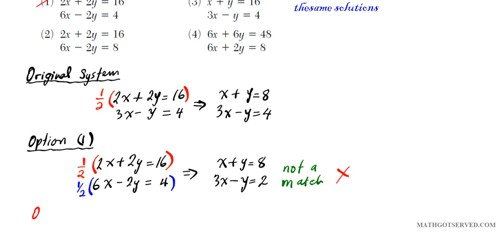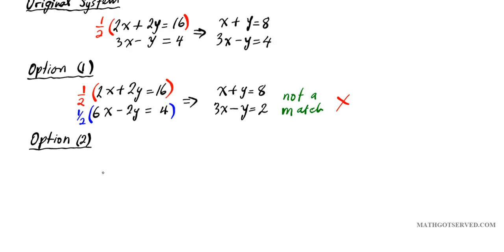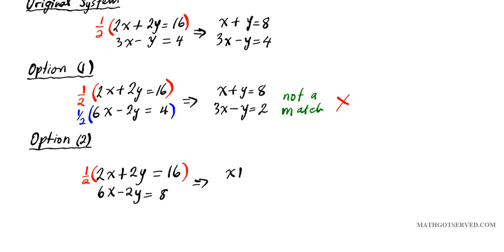So let's progress to option 2. Reduce it and see if we have an exact match as the original problem. We're going to continue until we get a match, okay? So for option 2, we have 2x plus 2y is equal to 16, and 6x minus 2y is equal to 8. All right, so the first equation we can simplify by dividing by the GCF, which is 2, or multiplying by 1/2, the same thing. So that yields x plus y equals 8. The same as the first one, good.